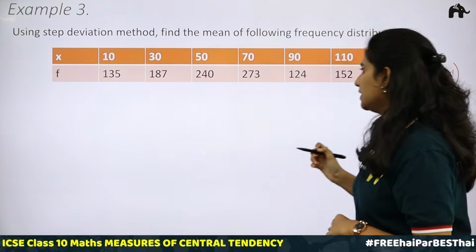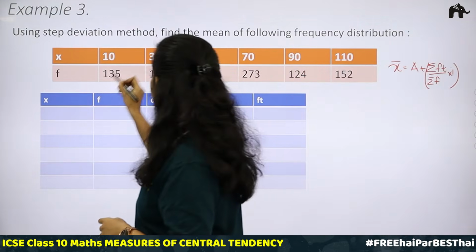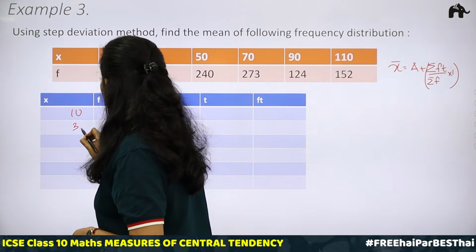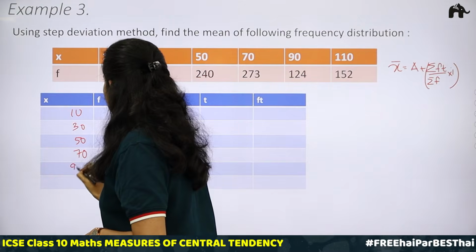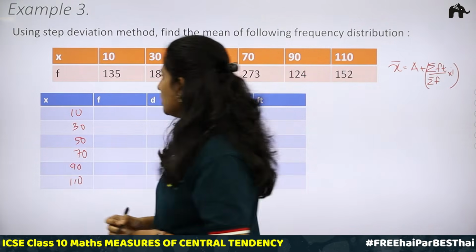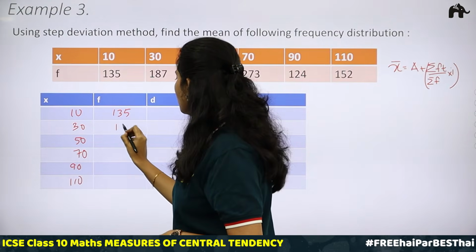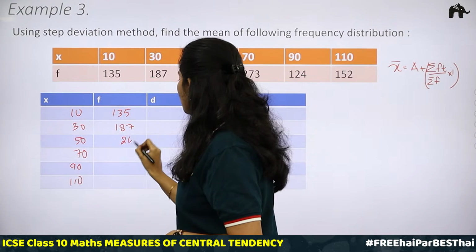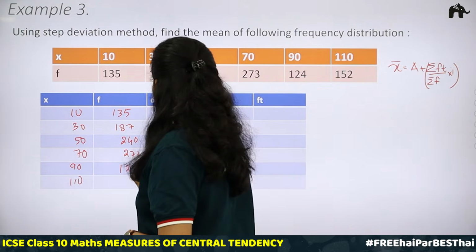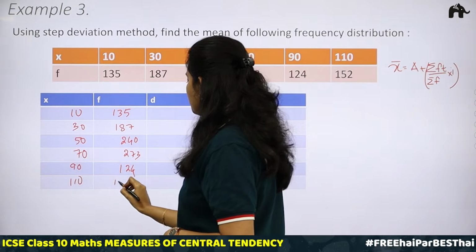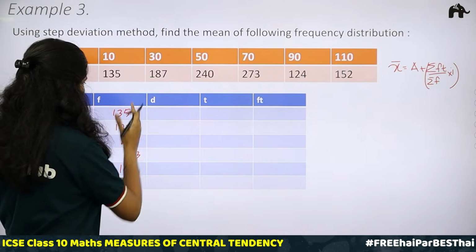Okay. So the table is, here we have the table. What are the x values? 10, 30, 50, 70, 90, 110. What about frequencies? First we have frequency 135, 187, 210, 273, 124 and 152. So these are the frequencies.